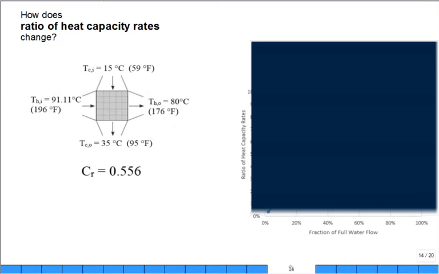What about the ratio of heat capacity rates? Do we want to clicker this or not? Yes. All right, you want to clicker on it. Let's do it. This is going to go from 0 to 100%, isn't it? Isn't C sub R, the ratio of heat capacity rates, going to go 0 to 100%? It's going to start at about 50%, 0.556. Is it going to go up, stay the same, or go down, A, B, or C?